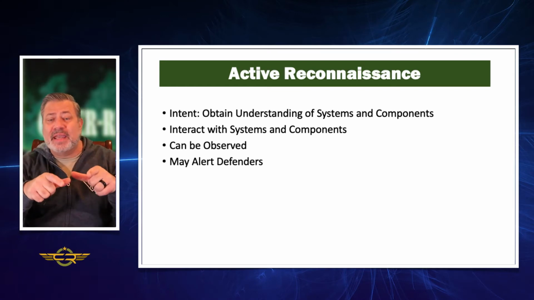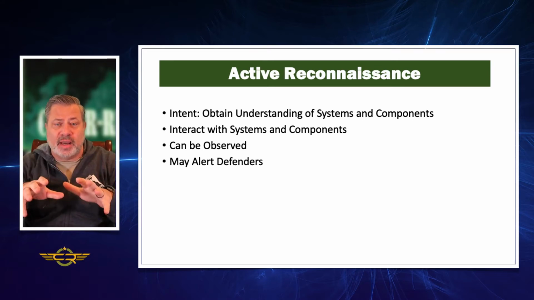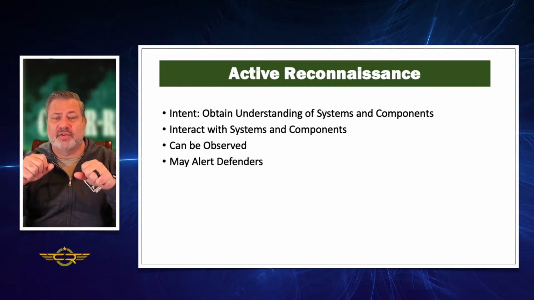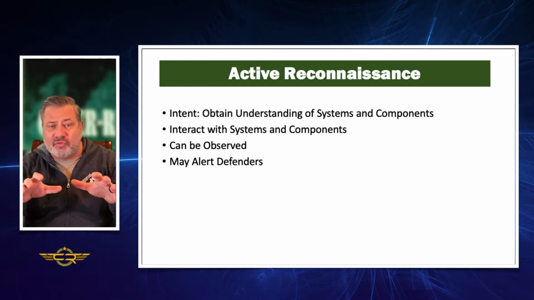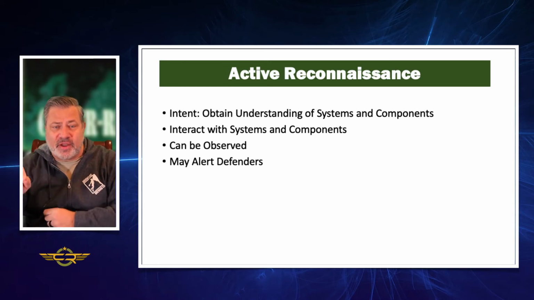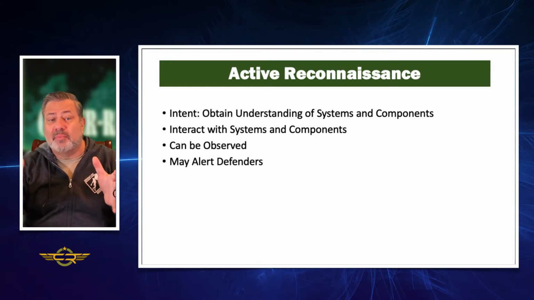The thing you need to know about active reconnaissance is that the attacker, the pen tester, will be interacting with systems and components. They will be sending commands across the network. They will be interacting with servers and network devices and workstations and anything that they can get a hold of and try to see what they can find out. The big thing about active reconnaissance is that it can be observed. If the defenders are monitoring their systems like they should be, active reconnaissance should be detected in some cases, at some level, I should say.